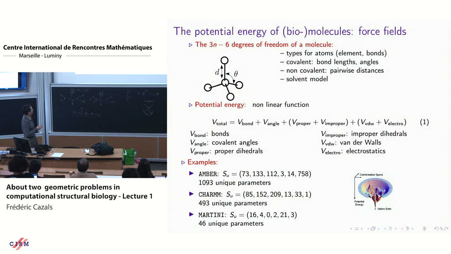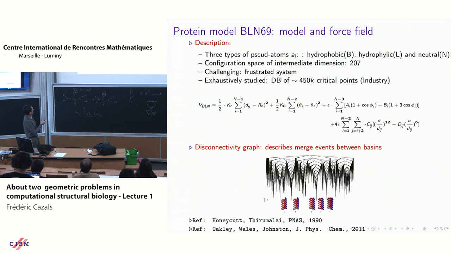And so here you have an expression, as you can see. This is for a simplified model where the molecule is a path in terms of graph theory. Namely, we have a path, right? And so we have three types of atoms: hydrophobic, hydrophilic, neutral. And this is the expression of the potential energy.